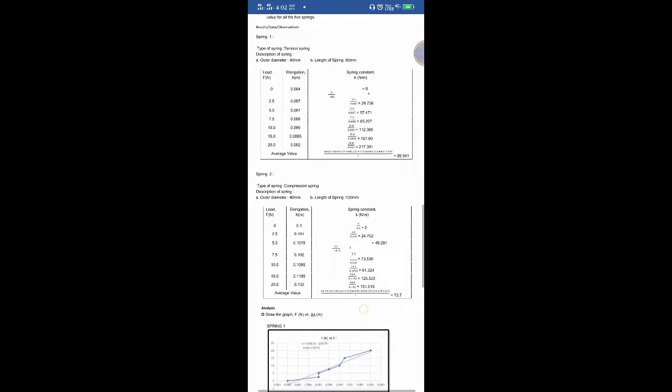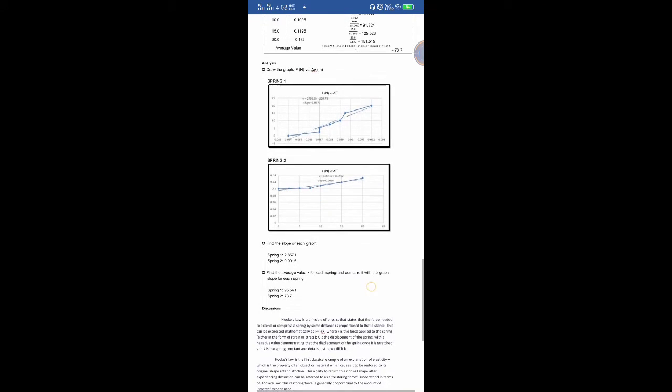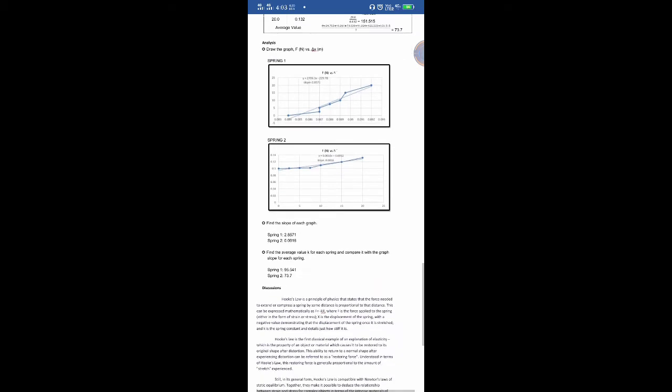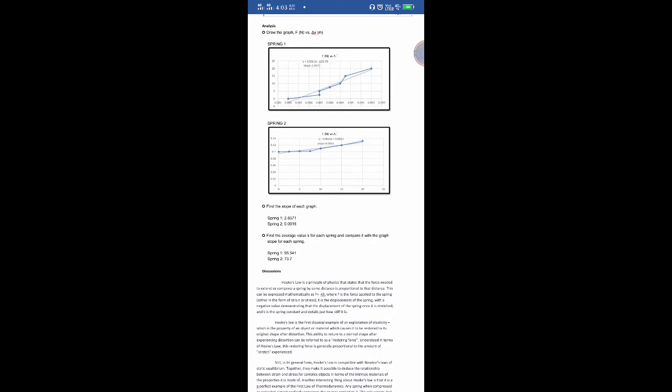Result and data observation: spring 1 and spring 2. And analysis: spring 1, spring 2. Find the slope of each graph. Spring 1, 2.8571, spring 2, 0.0016. Find the average value K for each spring and compare it with the graph slope for each spring. Spring 1, 95.541, spring 2, 73.7.